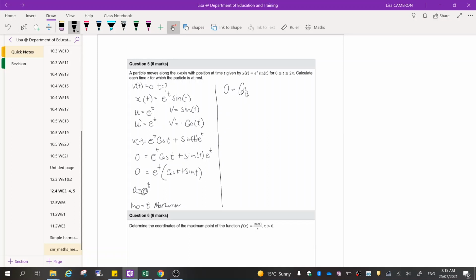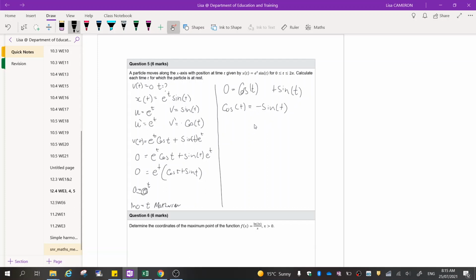Okay, so now I'm going to do the other one. 0 is equal to cos t plus sine t. All right, so we're looking for when cos is equal to 1 and sine is equal to 0, or when sine is equal to 1 and cos is equal to 0. So let's just keep rearranging, and that way we're going to make one of them the subject. So let's just say I take sine to the other side.